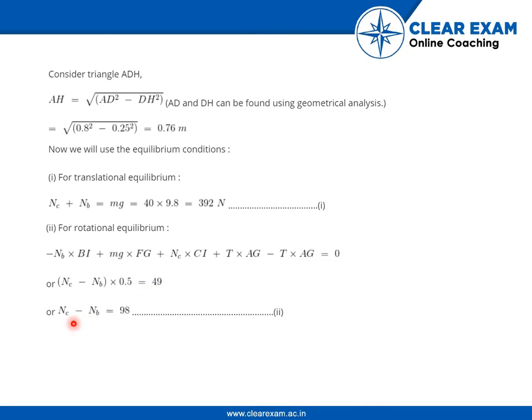So eventually we get this particular equation, which is NC minus NB equals 98. So we got two equations here. One is NC plus NB equals 392 Newton, and one is NC minus NB equals 98 Newton. So from these two equations we get the value of NC as 245 Newton and the value of NB as 147 Newton.